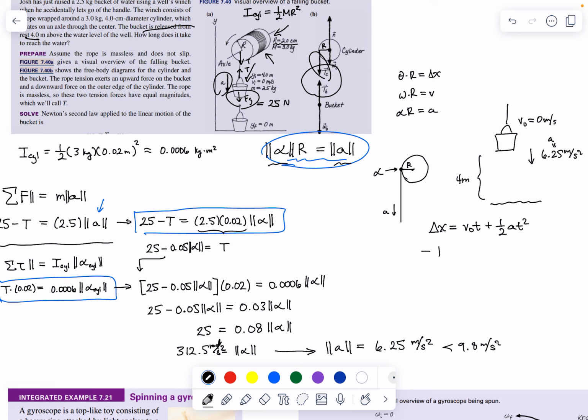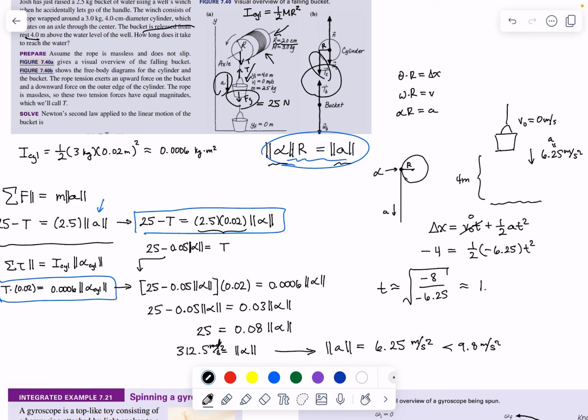The change in x would be -4. V naught is 0, and we have 1/2, right? This would be a negative acceleration, so negative 6.25 meters per second squared times, oh wait, this is what we're trying to find, t squared. And so now we just solve for t. So we end up with -8 divided by -6.25. Take the square root of that big thing, and this should give us our final answer here. 8 divided by 6.25. Bingo, bango, bongo.